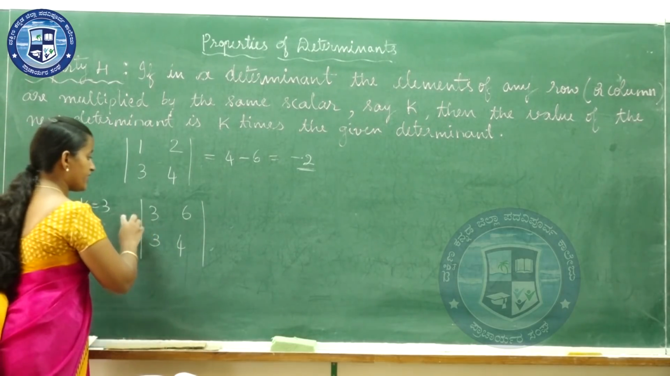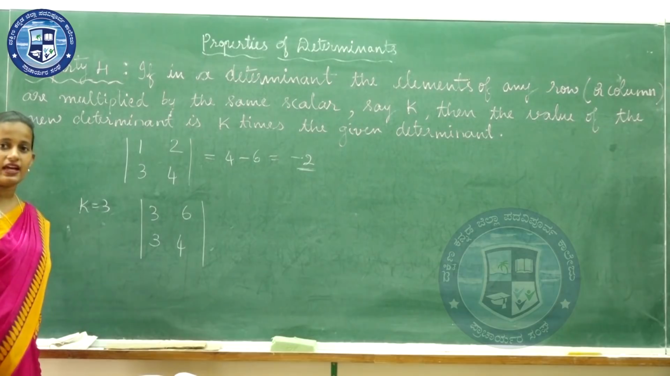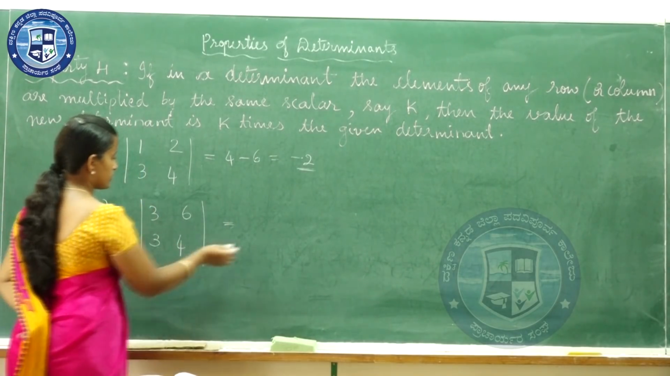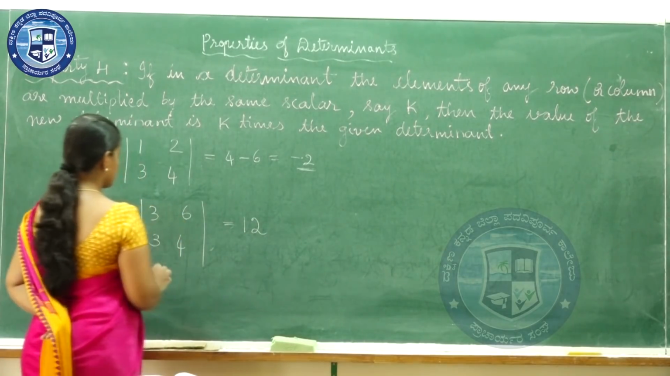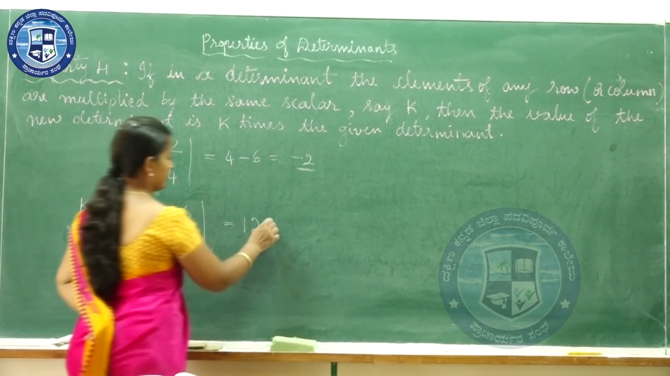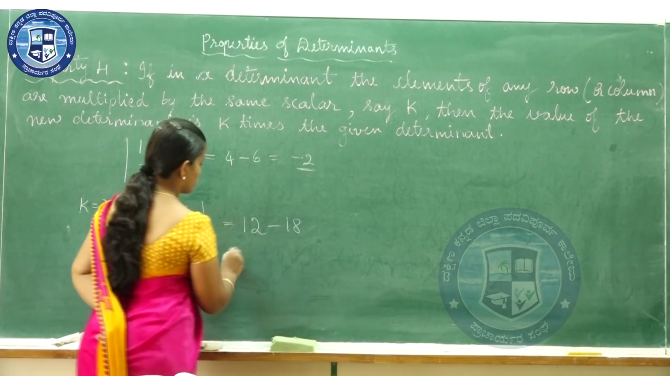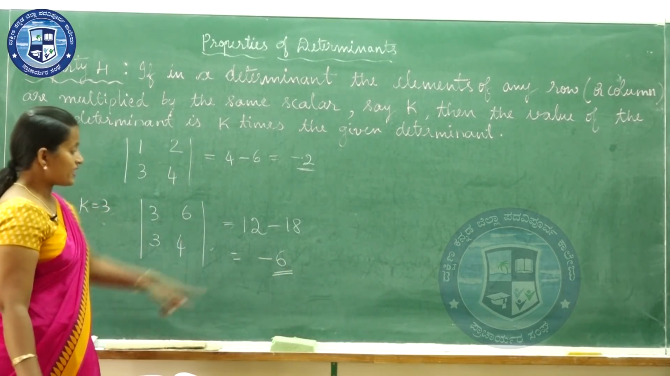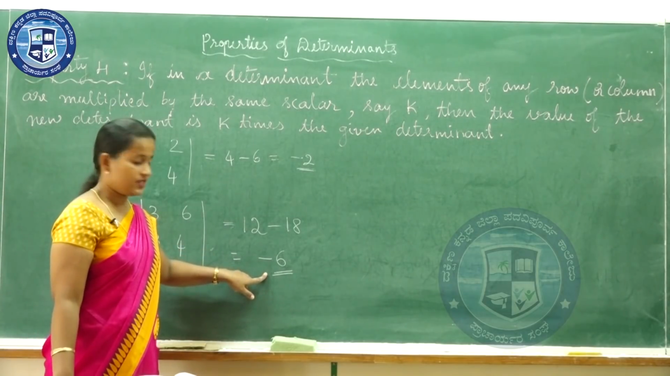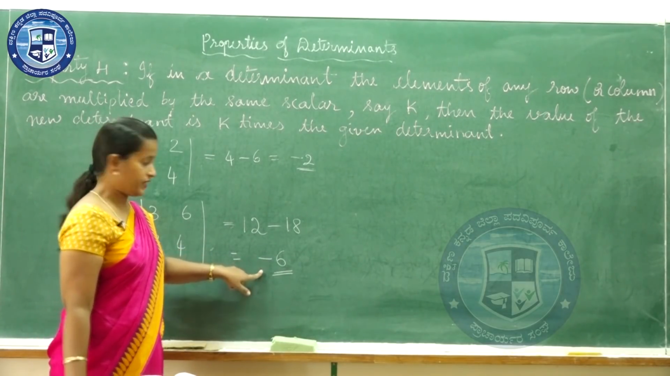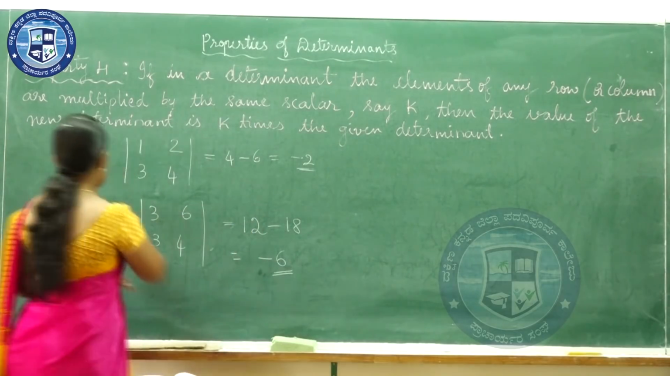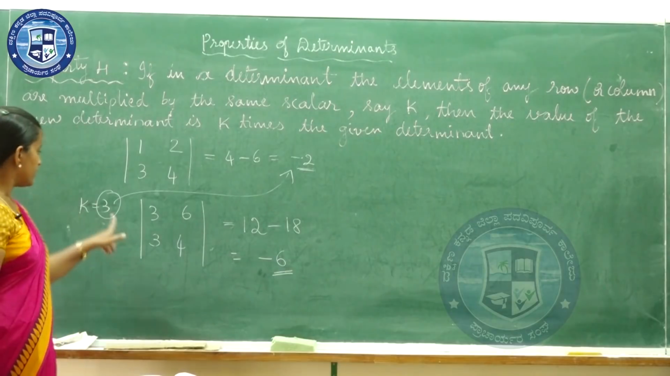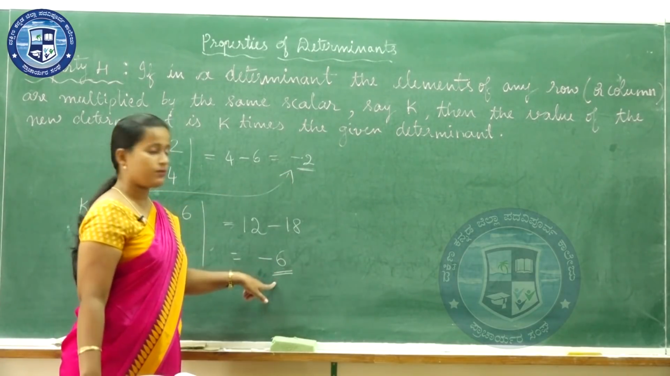So I am multiplying the first row with the same scalar 3. Now check what happens to the determinant. 3 4s are 12, 6 3s are 18. So the answer is minus 6. So what has happened to the new determinant? The new determinant obtained is scalar times the old determinant. Is it not? 3 into minus 2 gives you minus 6.